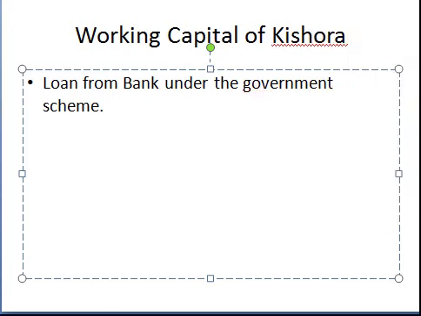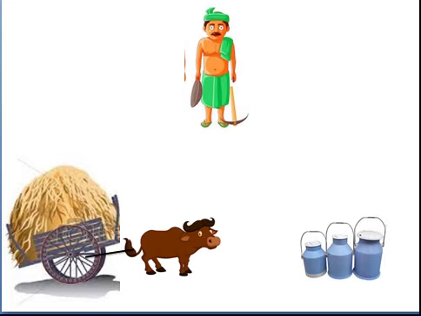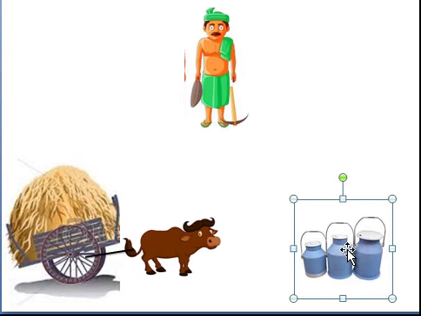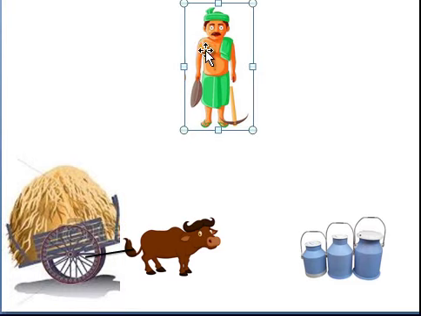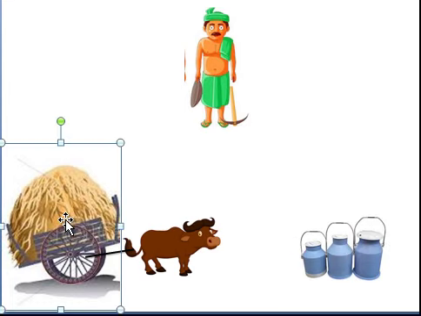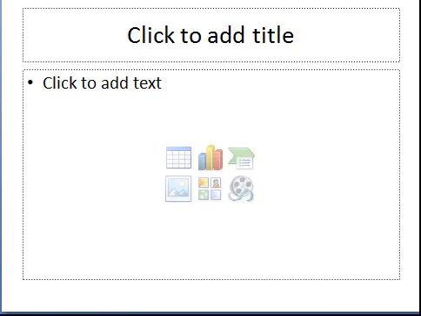Next question, in how many production activities is Kishora involved? So students, as you see, Kishora is a farm laborer first, and he is selling the milk of the buffalo. So he is doing dairy farming activities. And the third is he has the buffalo and wooden cart, so he is using this for transportation purposes. So Kishora is engaged in three production activities. Number one is farm laborer, second is dairy farming, and third is transportation of goods from one place to another.